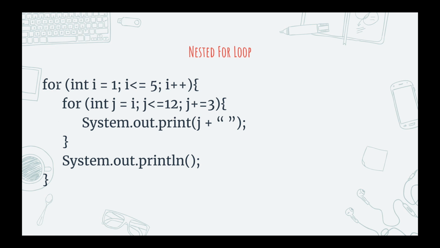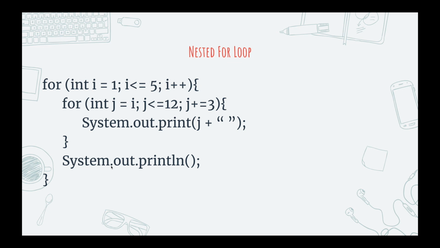So we have for integer i is equal to 1. i is less than or equal to 5. i is then incremented. Alrighty, so that means that we're most likely going to be looping this thing 5 times. And then whenever we loop it, we have a for loop that gets executed within the for loop, and then we print ln statement to make sure that it gets started on a new line.